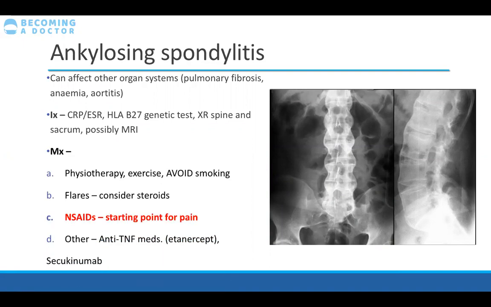In terms of management, you can advise them on physiotherapy, exercise, and tell them to avoid smoking. If they're having a flare-up, you can consider steroids. But if it's not a flare, it's just AS as a normal episode, the first point for managing the pain would be NSAIDs. Of course, if people are unresponsive to the above, you can consider other medications such as anti-TNF meds, etanercept, and secukinumab.